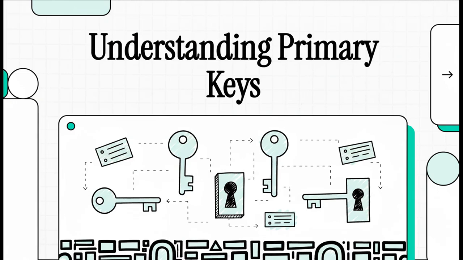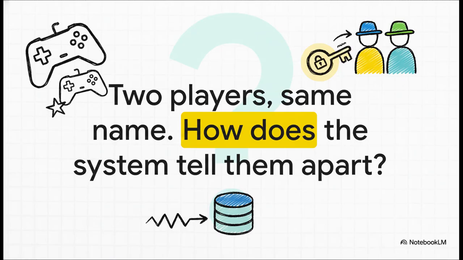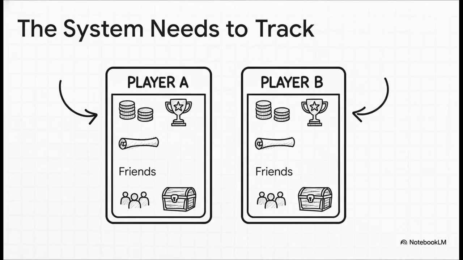Let's jump right in. We're talking about a core piece of system design, the primary key. Okay, so let's picture this. A game. 2 players, both named Shadow X. How does the system even deal with that? Right, the system's got to track all their stuff separately. Coins, rank, you name it.